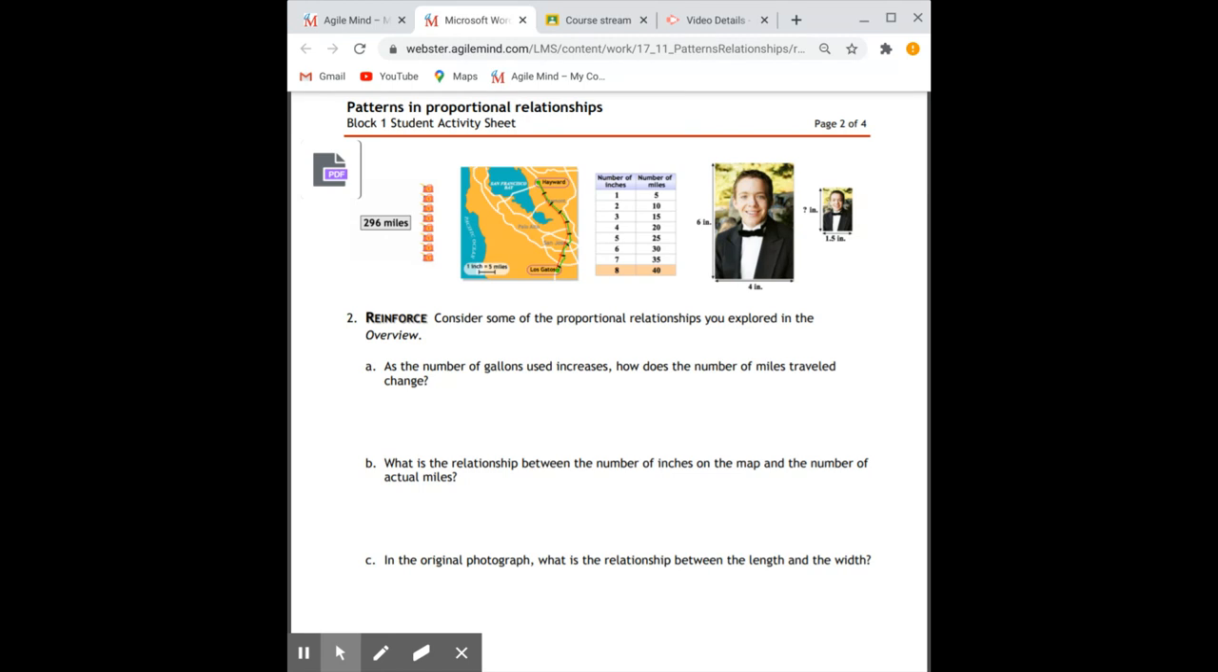We said that for every gallon of gas, how far can you travel for each gallon of gas? Isn't it 5 miles? No. Remember, they went 296 miles with 8 gallons of gas. So if we added another gallon of gas, how much further could we go?